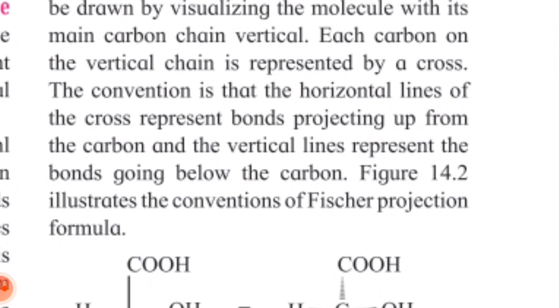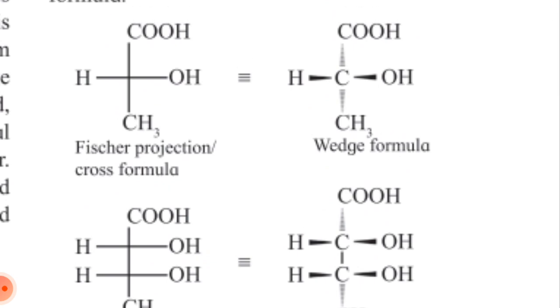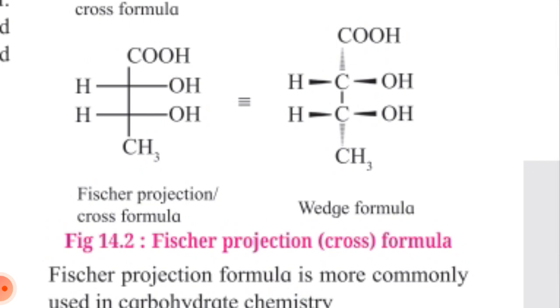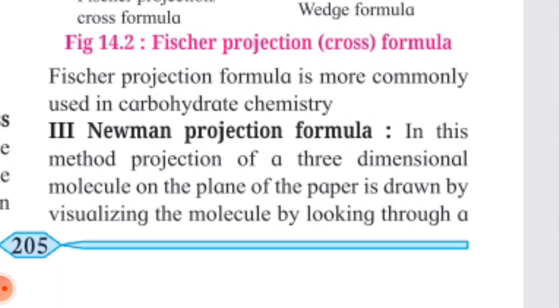Figure 14.2 illustrates the convenience of the Fischer projection formula. Fischer projection cross formula: CHO, CHOH, CH3. The dashed wedge line is away from the reader, the solid wedge is towards the reader. Fischer projection formula is more commonly used in carbohydrate chemistry.